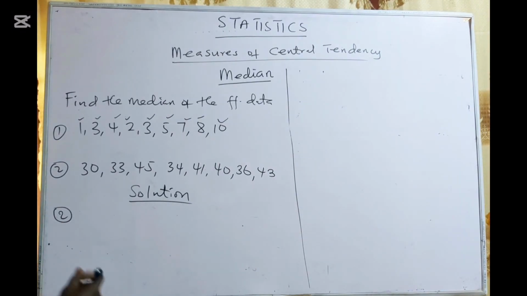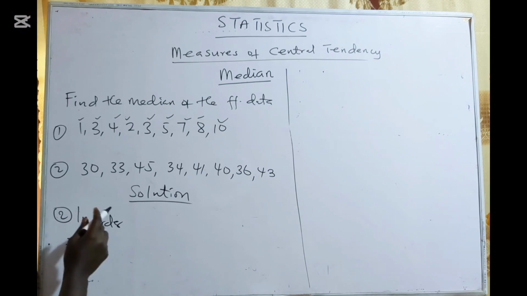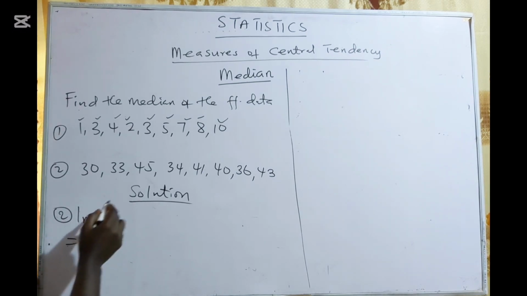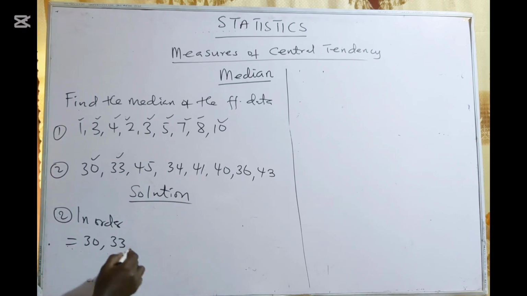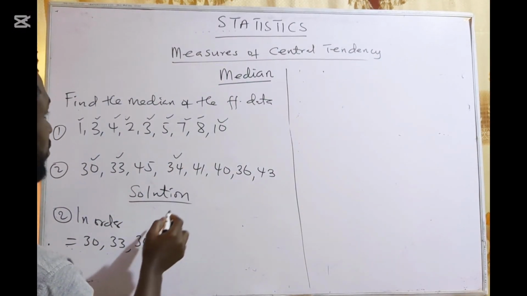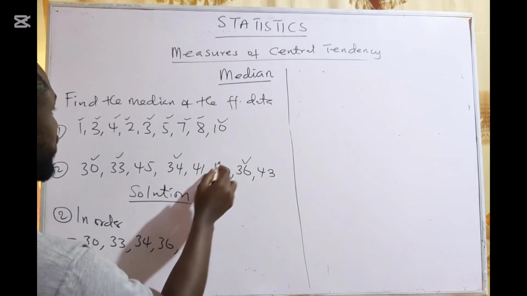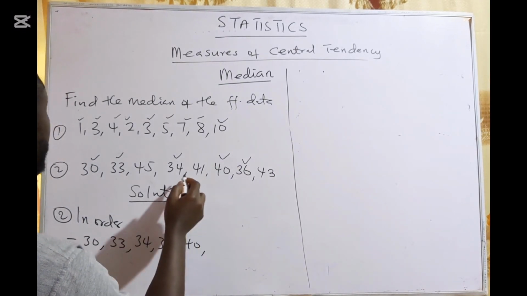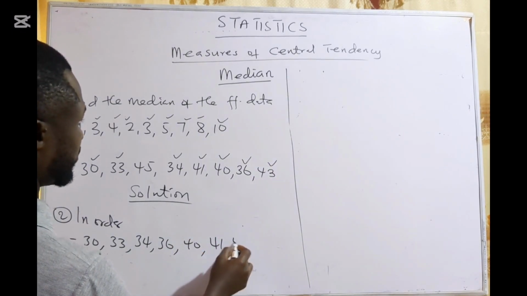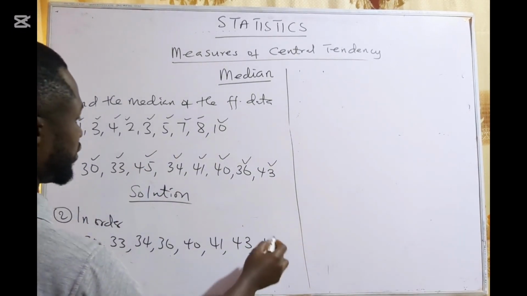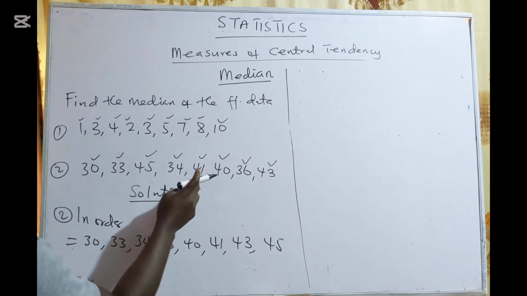Okay, number 2. So you also arrange in order. So in order, you are going to have what? 30. Then 33 will follow. 34. Then 36. Then 40. 41. 43. Then 45. 1 2 3 4 5 6 7 8.